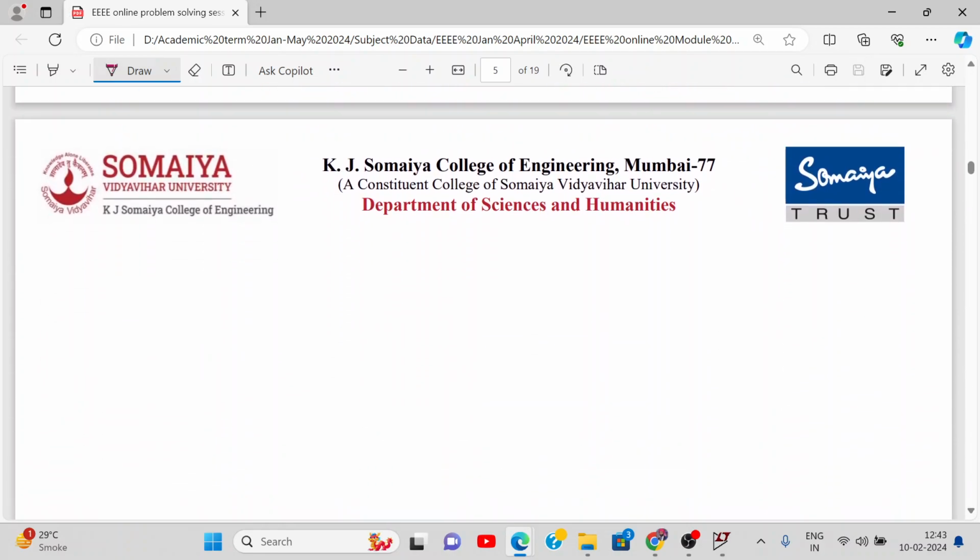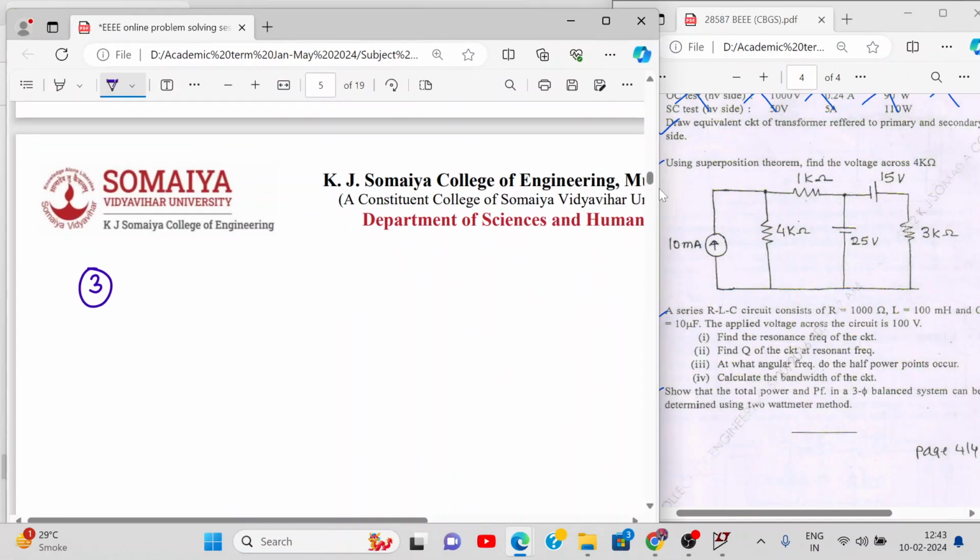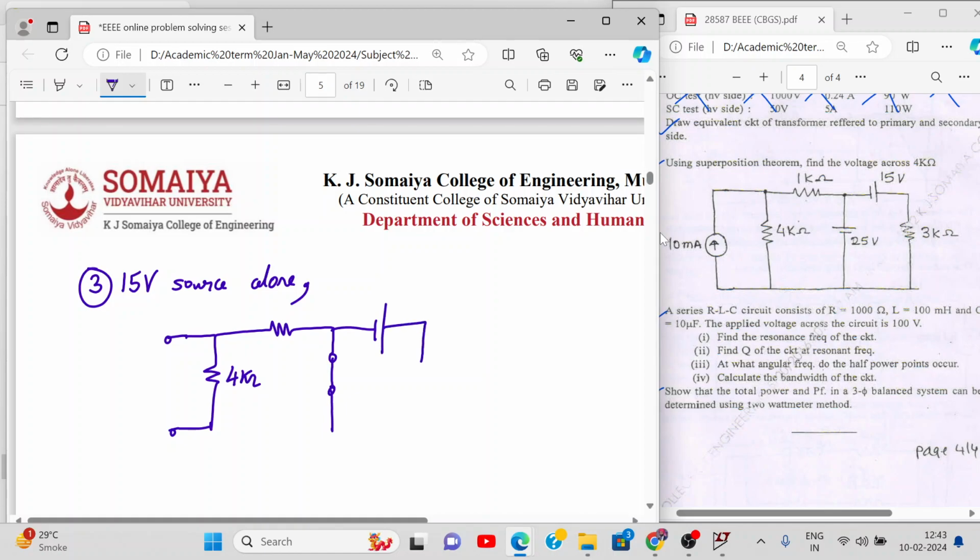Yes, sir. Now we go for the third case. Third case is the 15 volt voltage source. We consider the 15 volt source alone. So what do you mean? The other voltage source will be a short circuit and the current source will be an open circuit. Then we have the 4 kilo ohm resistance and the 1 kilo ohm resistance.